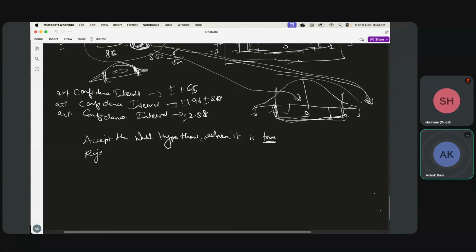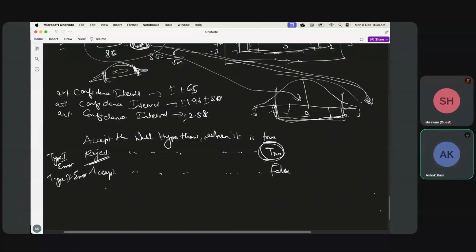Another one is reject the null hypothesis when it is true. That means it is actually 100 gram, but you have rejected. Why? Because you have not taken the sample properly. This is called type 1 error. The next one is accept the null hypothesis when it is false. That means that 100 gram is false, but you have accepted it as 100 gram only. Then this is called type 2 error.